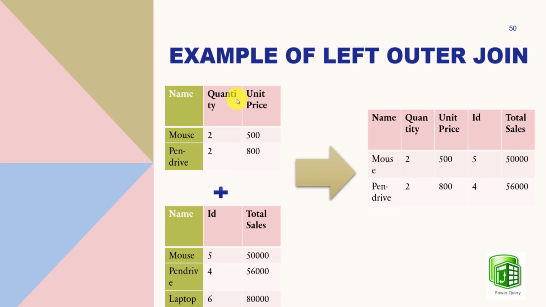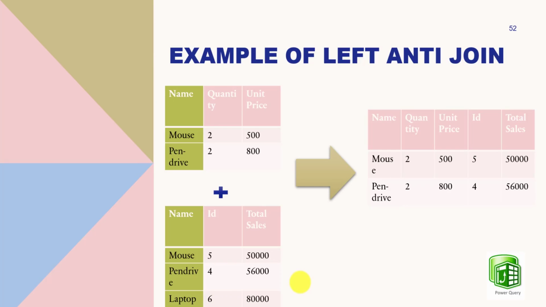So next is the left outer join. This operation will take all the rows from the primary table and include matching rows from the related table. If the mouse and pen drives are the matching rows, it will include all those rows. So next is the example of full outer join. This operation will merge all the rows from table 1 and table 2.